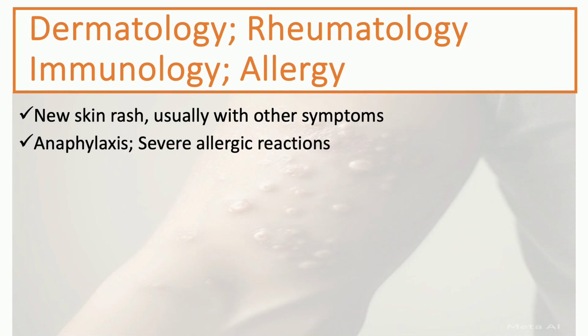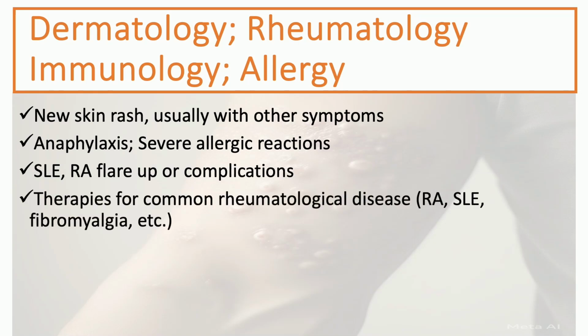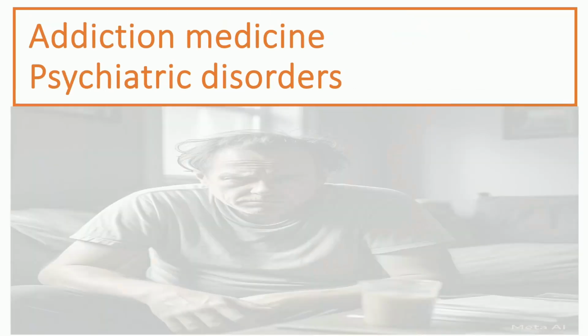You'll see that most of the time they're severe. If they're severely sick, of course, they will end up in the ICU. SLE, rheumatoid arthritis, flare-up or complications, other rheumatological conditions. You must see that every now and then. If you get the help from inpatient rheumatology, that would be nice, but not all the hospitals have the luxury of inpatient rheumatology. Therapies for common rheumatological diseases. Also, you need to be familiar with the side effects. Many patients might come with complications of those, so be familiar with these medications.